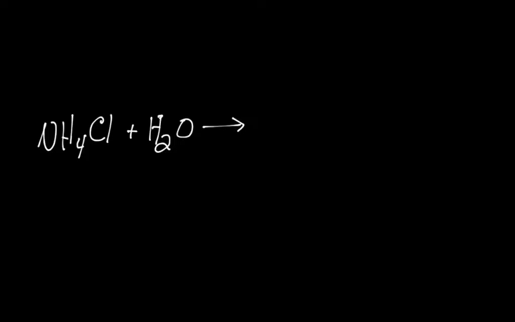Okay, so let's take the salt NH4Cl and mix it with water and discuss what could happen. All right, let's go ahead and break apart the ions. So we're going to have NH4 1+ and Cl 1-, and we've still got the H2O.